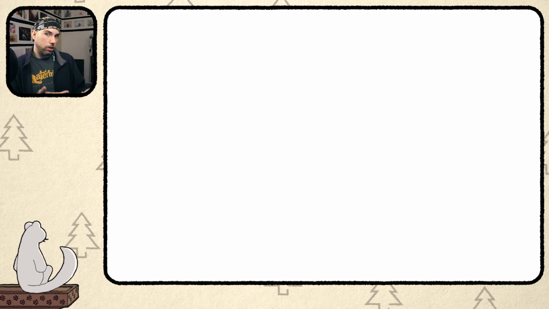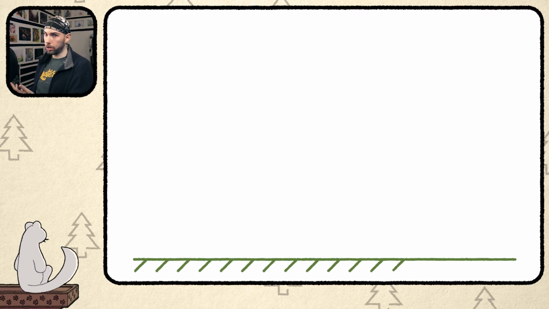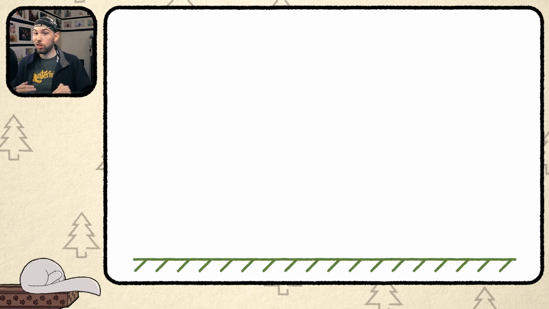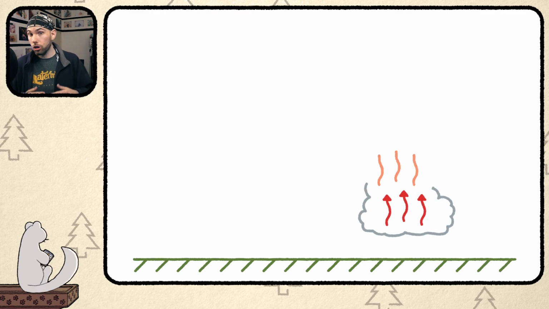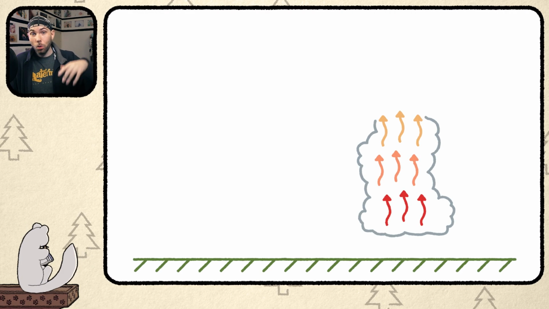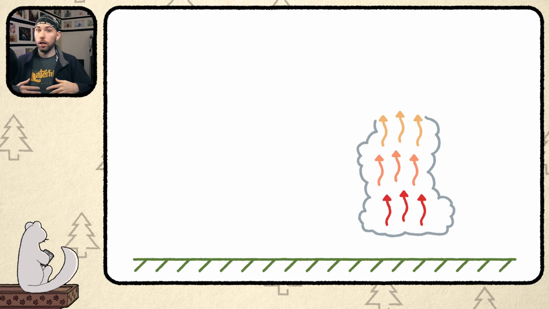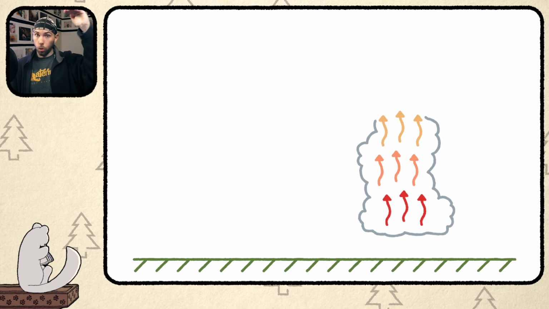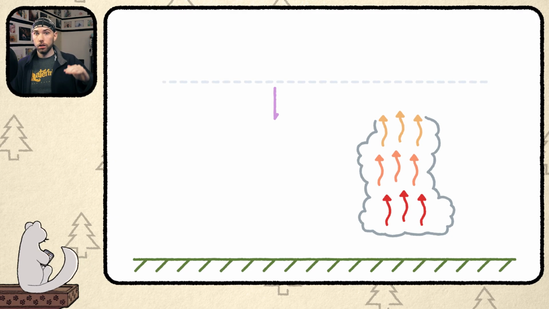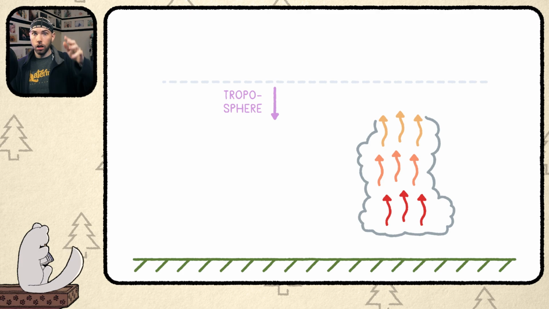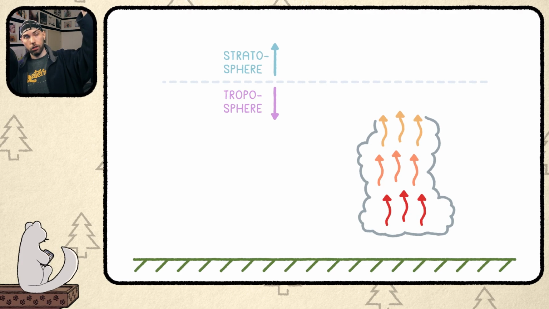So cumulonimbus clouds are formed like regular cumulus clouds, but in this case they just keep on growing. The conditions are perfect for them, so they don't really stop. Well, at a certain height they will be forced to stop. You see, there is a reason why we distinguish between the troposphere, the layer in which all the clouds are, and the stratosphere, the layer above it.